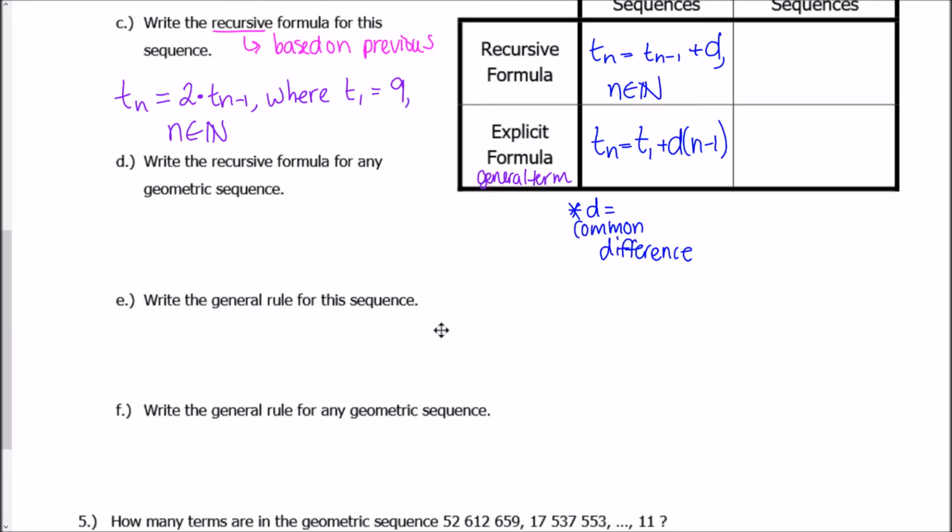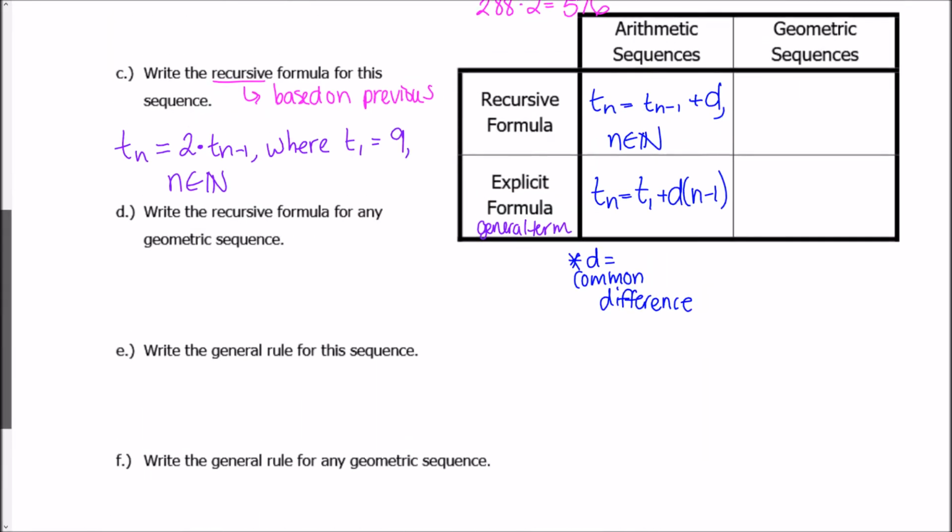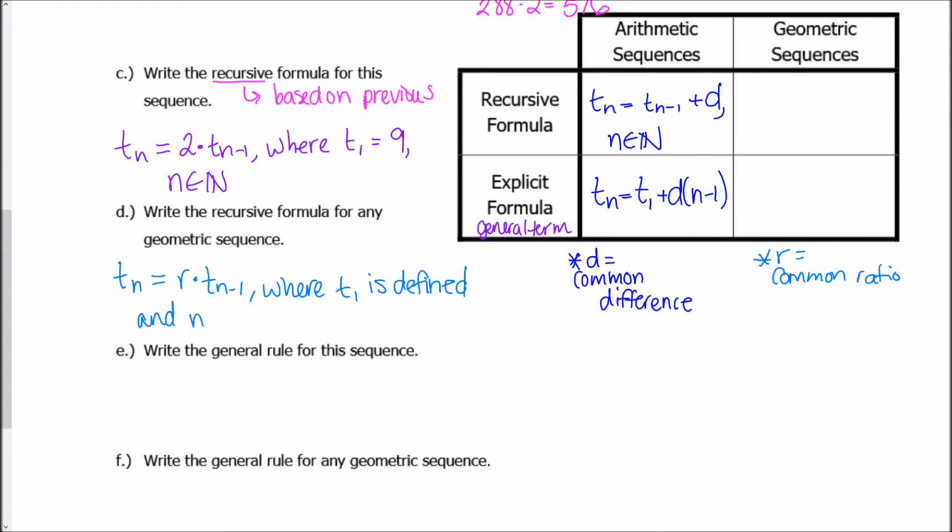Okay, so for question D, it says write the recursive formula for any geometric sequence. Essentially, it's going to say that the current term is equal to the previous term multiplied by the common ratio. So here, r is the common ratio, where t sub 1 is defined, so you need to make sure you define t sub 1, and n is an element of the natural numbers.